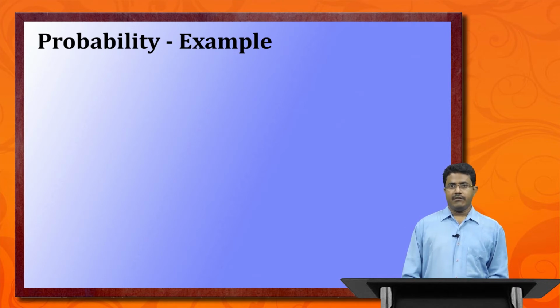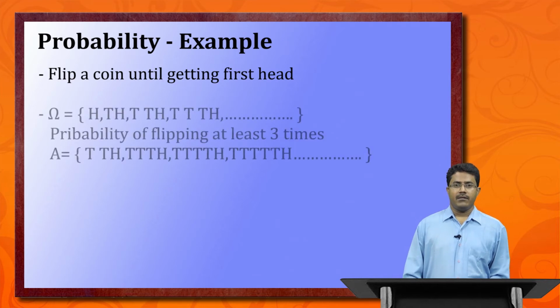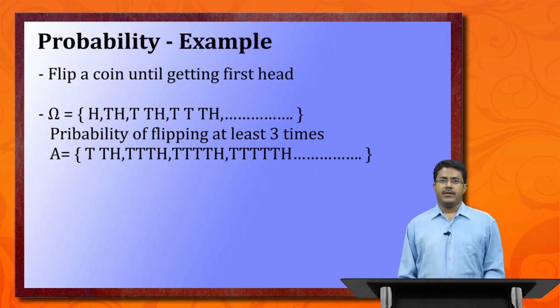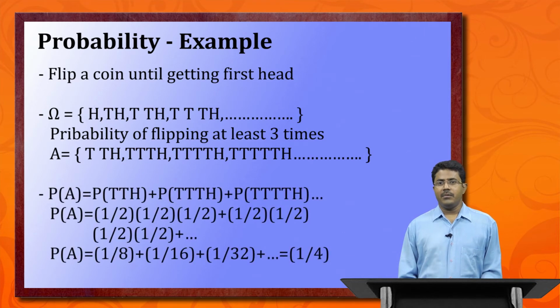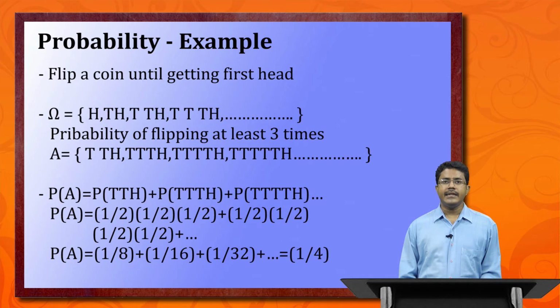The first example is to flip a coin until getting the first head. So this is the sample space: H, the first head. Next is tail and then head, TH, and then TTH, and so on. It may continue for an infinite number of flips. So what is the probability of getting the head at least on the third trial? So it should be TTH, again TTTH, and so on.